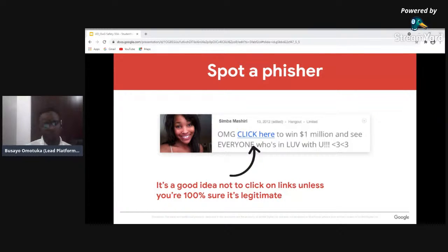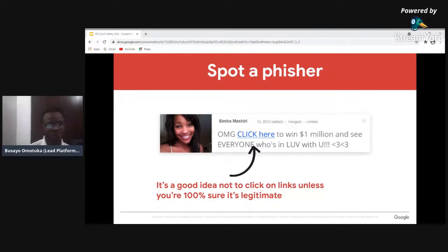So how do we spot a Fincher? How do we know, when we find ourselves online, that something is phishing? How do you know if somebody is a Fincher? How do you know if a particular message is fake? We're going to be going through some examples on how to be on the lookout for a Fincher, how to discover if somebody is a Fincher or not, if a message is real or fake.